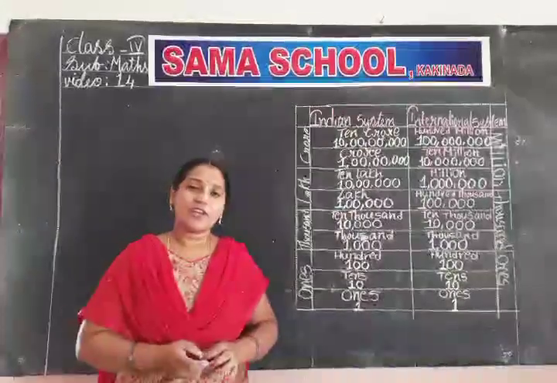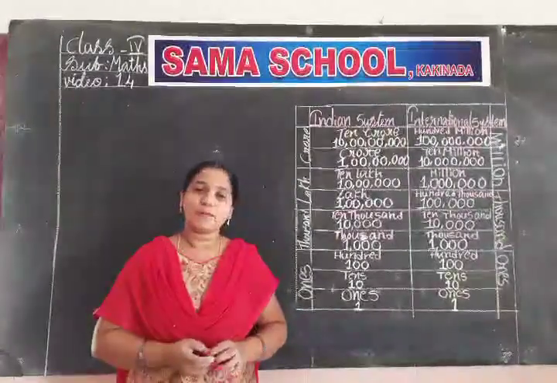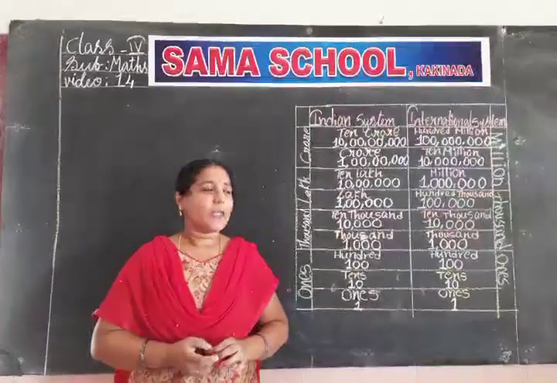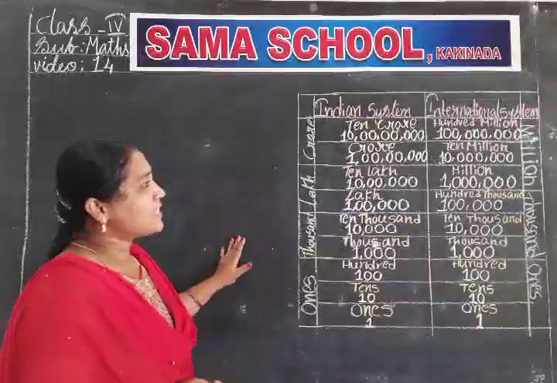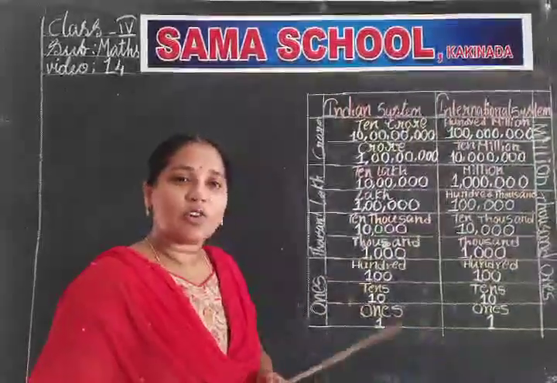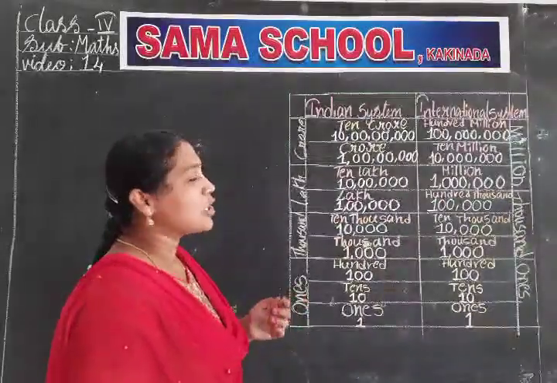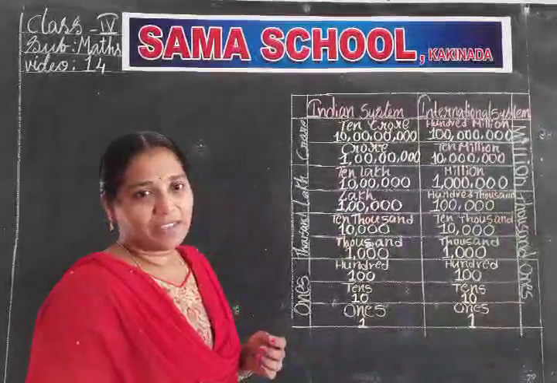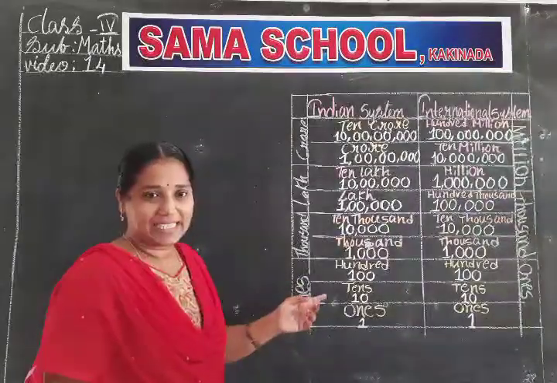Children, in the previous video we already learned the Indian place value system and the international place value system. Once again I want to recall those points: the Indian system and the international system. The Indian system is also known as the Hindu Arabic system, and the international system is also known as the English system. Am I right? In the Indian system, totally we have 9 places.